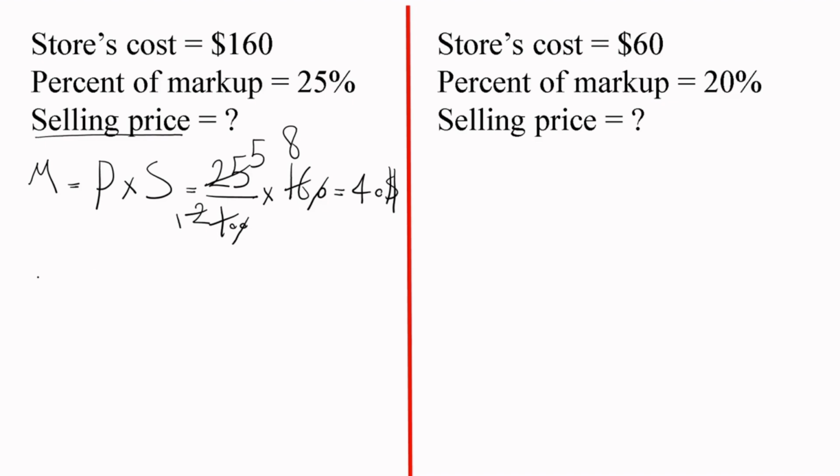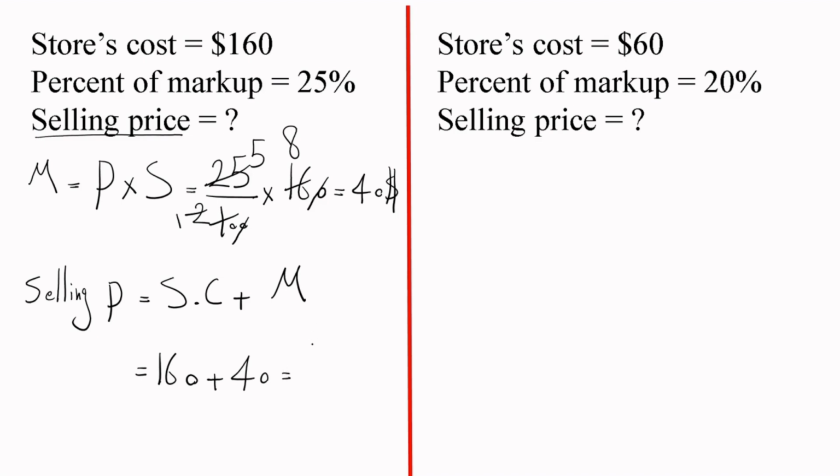Now I want to calculate the selling price. Selling price, according to the formula that I presented at the beginning of this video, is equal to a store's cost plus markup. So store cost is 160 and markup is 40. So selling price will be $200. Really simple.